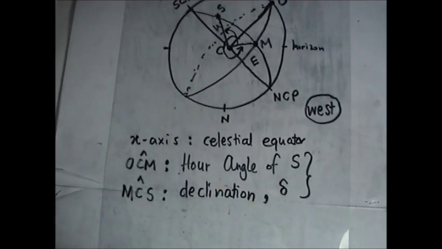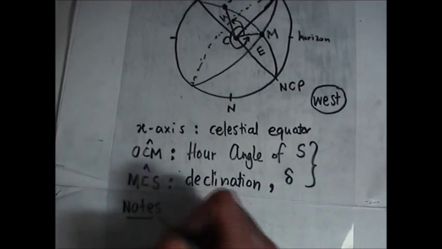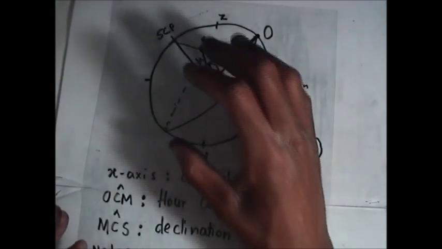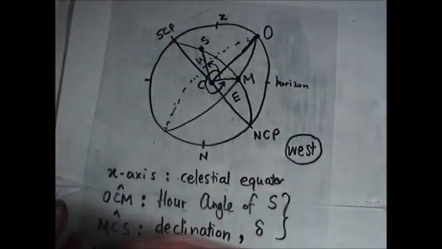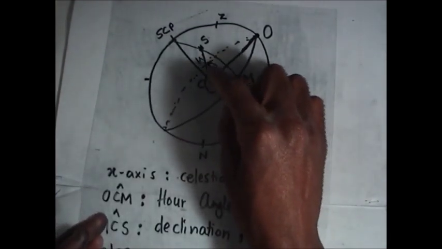So now we are just going to state a few important notes here before we get into an example of how to apply this. Can you see that the celestial sphere rotates like this? It rotates like this because our Earth rotates like this, right?